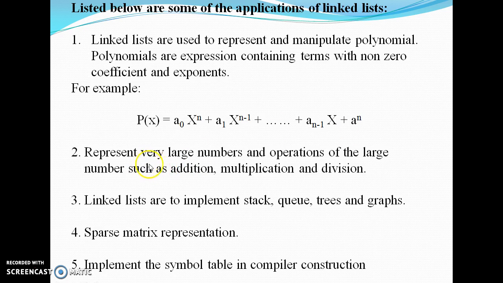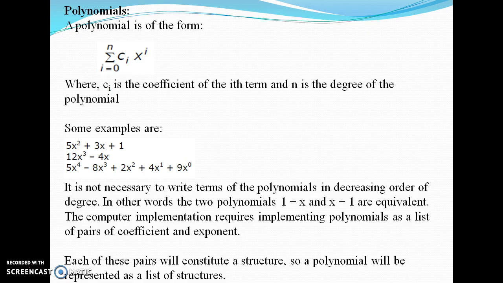We can also represent very large numbers and perform operations on these large numbers such as addition, multiplication, division. Linked lists are also used to implement stack, queue, trees, and graphs. We can also represent a sparse matrix using a linked list, and we can construct a symbol table and compiler using linked list.